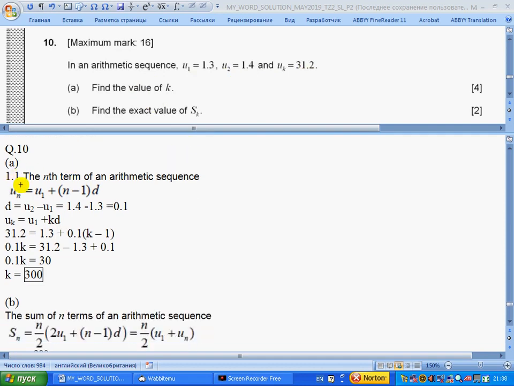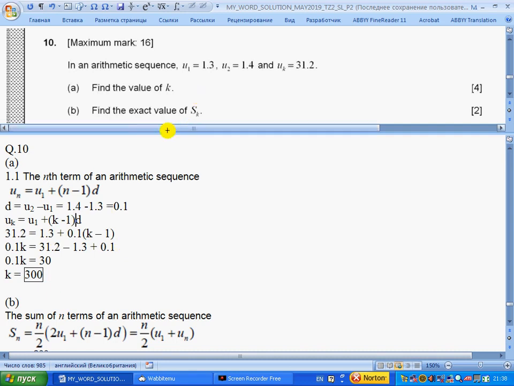So section 1.1, the nth term of an arithmetic sequence. So we have first term plus n minus 1 times common difference. To find the common difference, we subtract second term minus first term, we get 0.1. Then using the formula, here by the way we have a mistake, because it should be k minus 1. Substituting values, we get k equals 300.